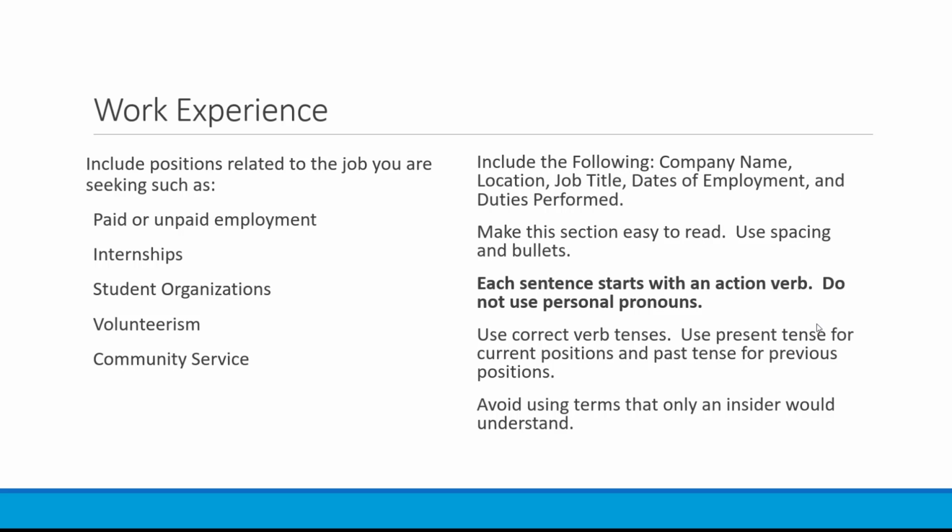Then you usually will put a bulleted list of what duties that you have performed. You want it to be really easy to read, because people aren't going to read this word for word. They're going to be glancing at it. Start each sentence with an action verb. Don't use personal pronouns, and I'll show you what I mean in just a second. If it's present tense, like you're currently doing that job, use present tense. If it's past tense, use past tense.